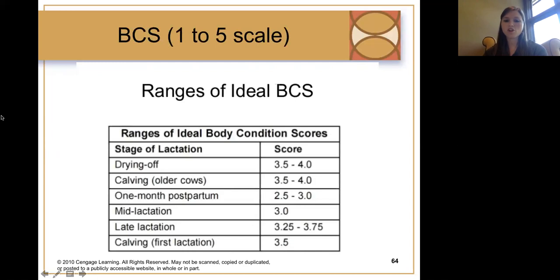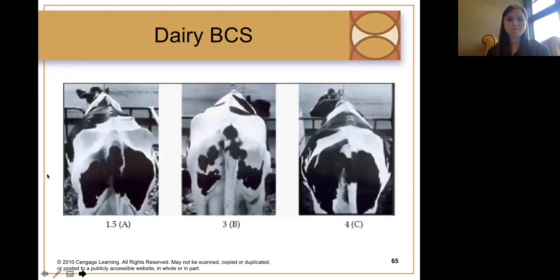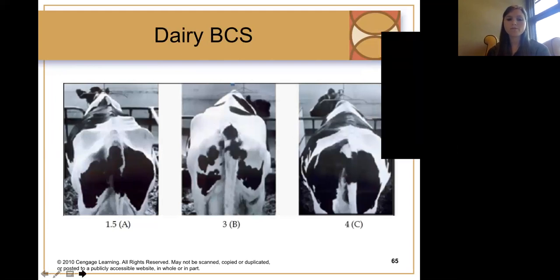And this is just a chart you can look at later. So for dairy cattle, this 1 to 5 scale is pretty common, and that just shows you for each stage where they should be body condition wise. And then this picture just kind of shows you what those would look like. So you would want somewhere between a 3 and a 4.